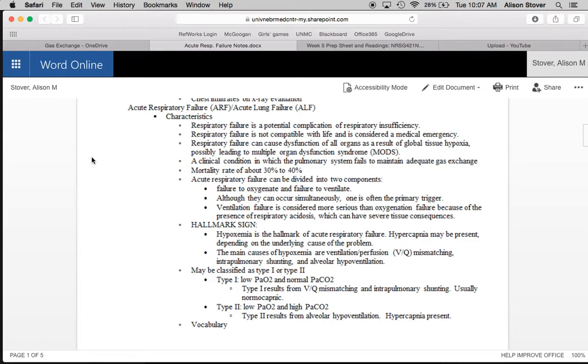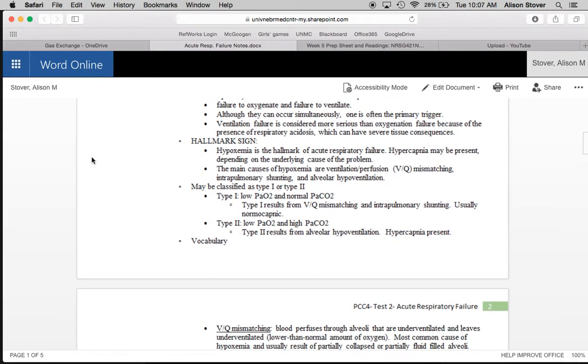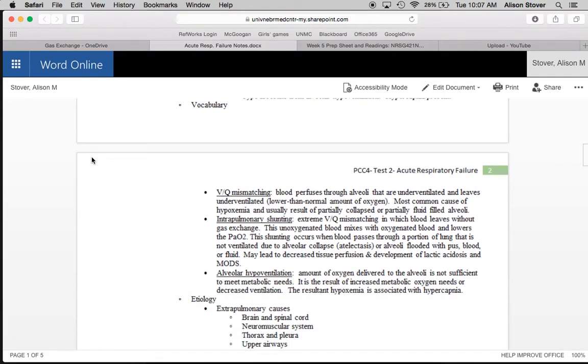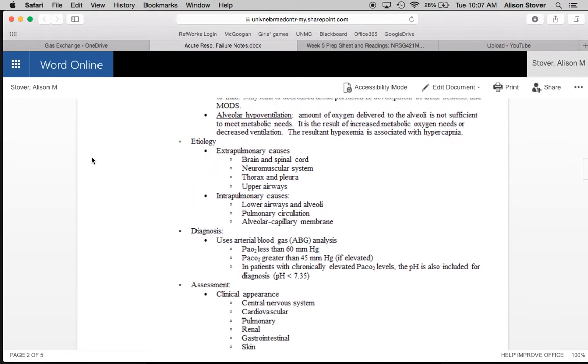That's usually caused by a V/Q mismatch. Different types, type 1 and type 2. In type 1, you'll see a low PaO2 and a normal CO2. In type 2, you'll see a low PaO2 and then a high CO2. Just some vocab I listed here. Your test is tomorrow. You know this stuff, so I'll kind of breeze right through that.